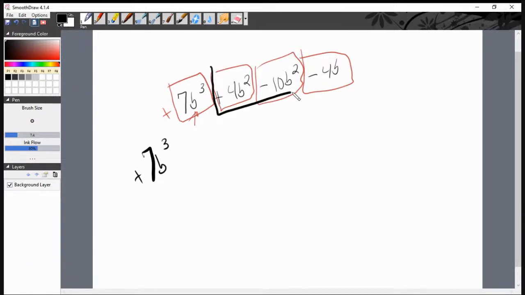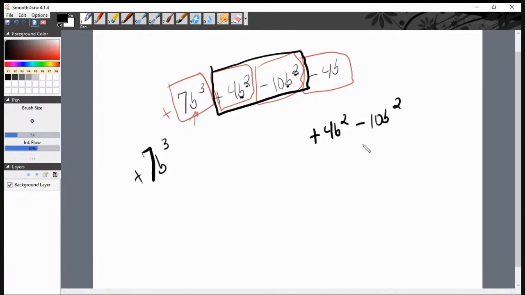This right here. These are like. They have the same variable, same exponent. This number doesn't matter. If this number is different, no big deal. Like terms means that the variable and exponents are the same. So we have a positive 4b to the second power and a negative 10b to the second power.